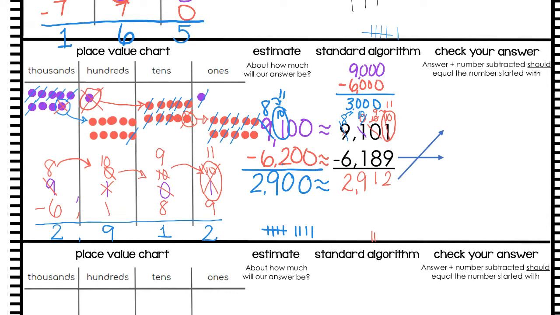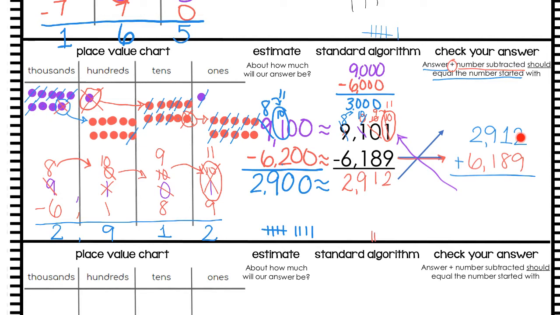Let's check our answer. So we start with the number that we got as our answer, 2,912, and we are going to add the number we subtracted, 6,189. And we want to see it should equal the number that we started with. So it should equal 9,101.